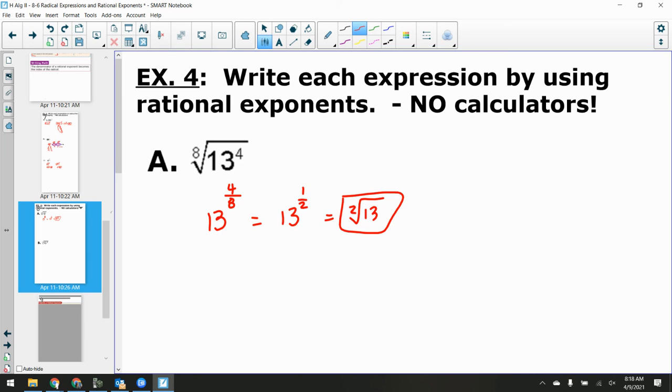And then that's it, because that's fully simplified down. You can't simplify the square root of 13. If I tried to break down the square root of 13, it's prime, so there are no buddies to come out or anything. We'll try to do the next one on our own.